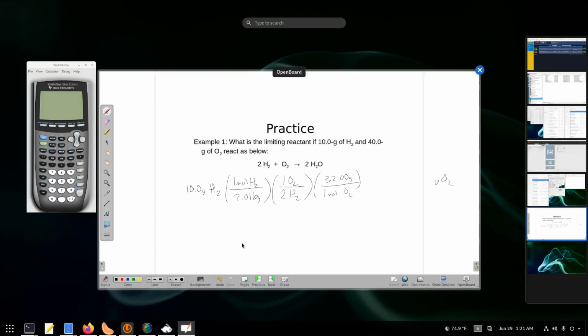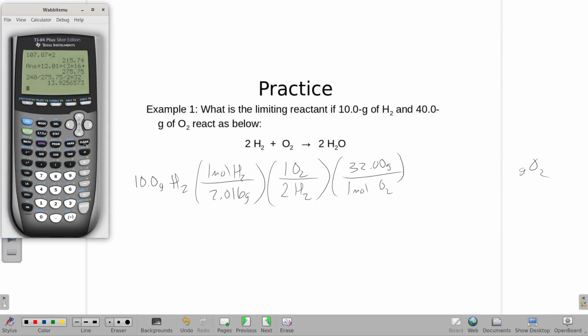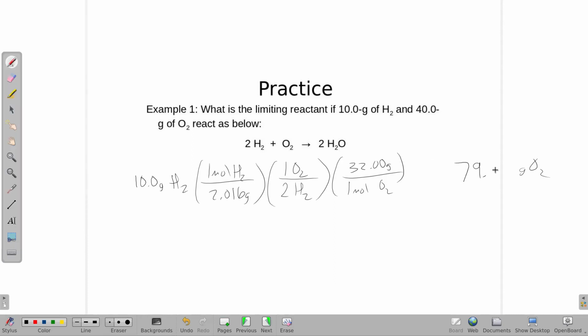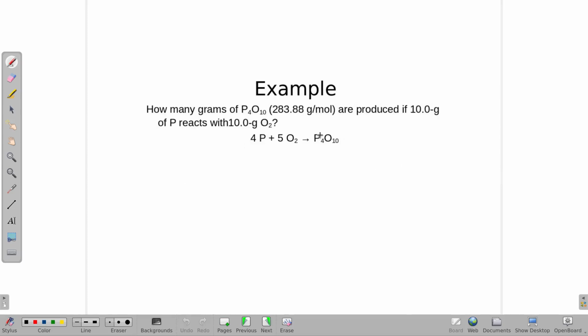All right, let's see how much mass we actually need. So, clear all this out. 10 divided by 2.016, then divide by 2, and then times 32. I see that this is 79.4 grams. All right, do I have 79.4 grams? No, I only have 40 grams of oxygen. Therefore, oxygen is limiting.